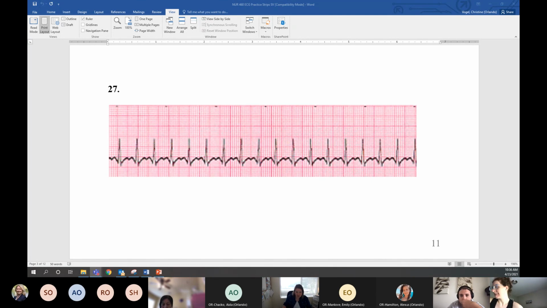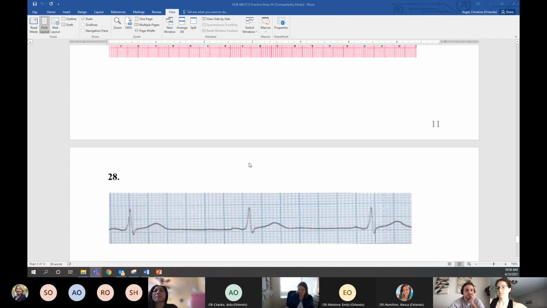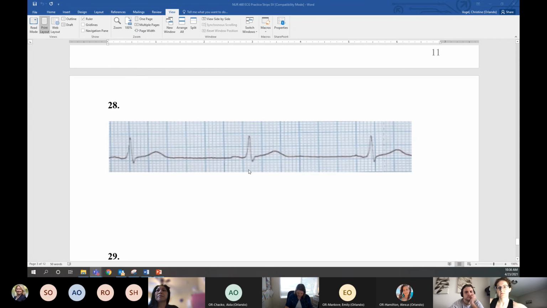So it's a narrow QRS complex, regular rate that's greater than 150. You got it. I saw you say it. Mouth it, Stacy. SVT. Okay. Supraventricular, above the ventricles. There's no ventricular issue here. The ventricles are just kind of following what the atria are telling them. SVT.